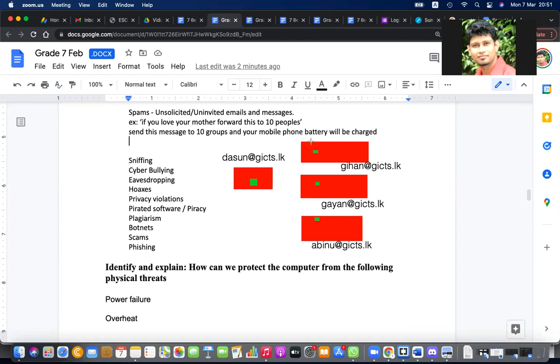If they forward it to 10, that is 10 copies. If those 10 send to another 10, 10 into 10, that is 100 copies. If they send another 10, 10 into 10 into 10, that is 1000 copies. They are all on the same server. Millions of copies of this message get stored on the same computer. When there are such messages, it will slow down the server.